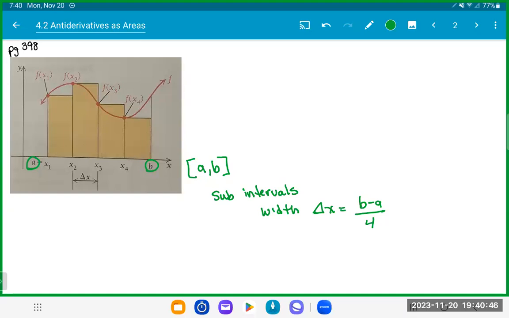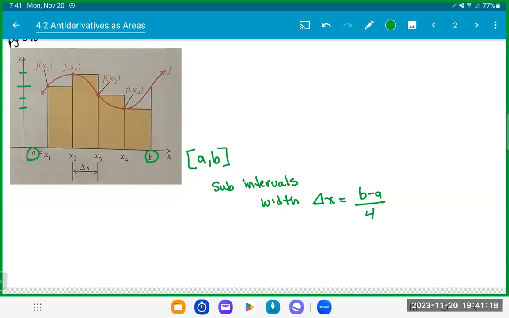And then the height of our rectangles is going to be f of x1, f of x2, f of x3, f of x4. Those are the heights of our rectangles. So the area of that region underneath the curve is approximately the sum of those areas of the 4 rectangles.